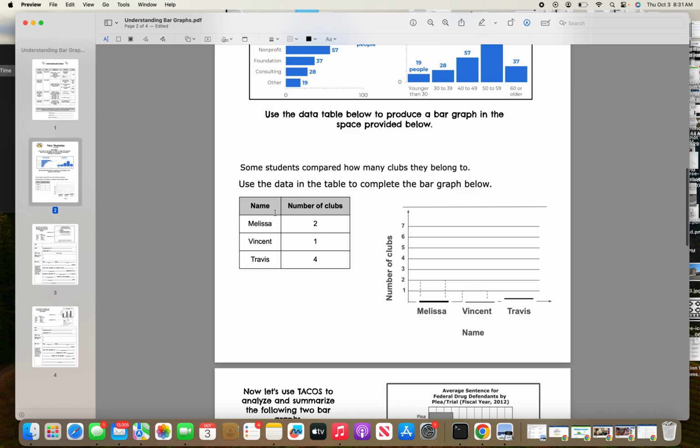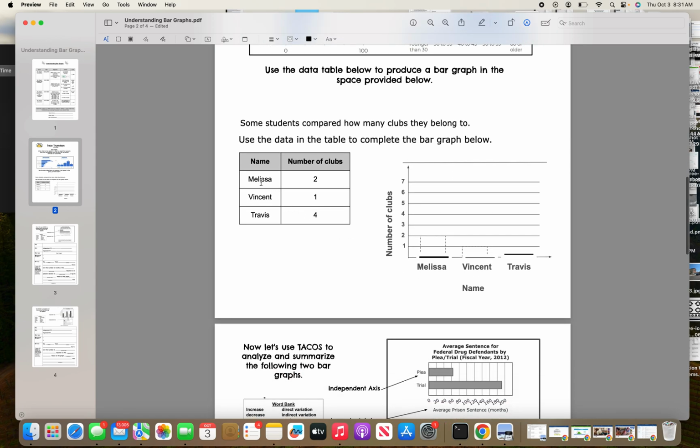We're going to use this data to create our own bar graph. All right. Some students compared how many clubs they belong to. Use the data in the table to complete the bar graph below. How about Melissa? We had 3 people, Melissa, Vincent, and Travis, and the number of clubs that they participated in. Melissa participated in 2, so we already have that outlined here. So let's go ahead and shade that in. All right, for Melissa, she did 2.